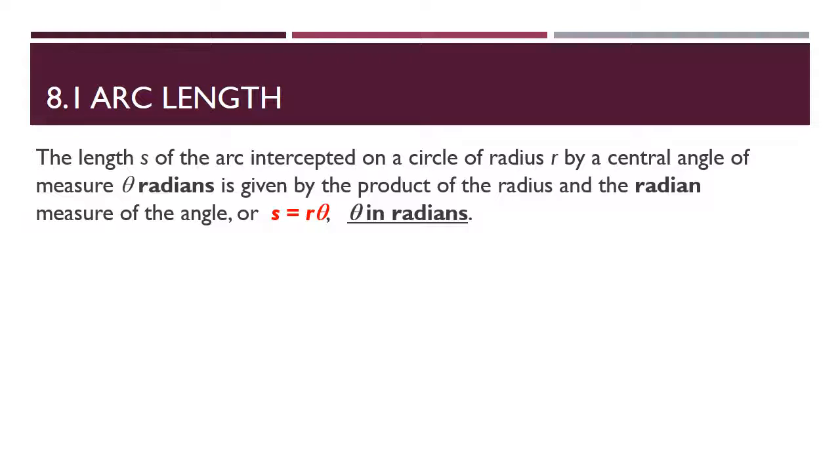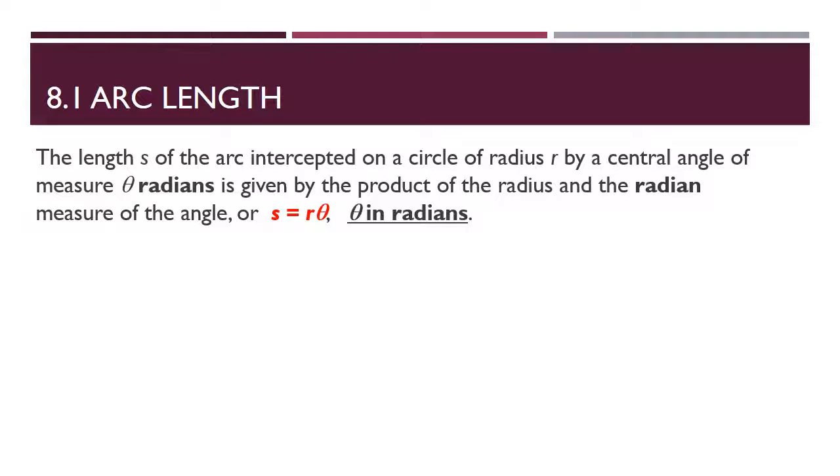Now, there's a couple of formulas that we can use since we now know how to use radians. The length S of the arc intercepted on a circle of radius r by a central angle of measure theta radians is given by the product of the radius and the radian measure of the angle, or S equals r theta, where theta is in radians. You'll notice here that I put radian in bold print every single time, and there's a reason for that. We've done this before. You do this in Algebra 2. We do this in Algebra 3.